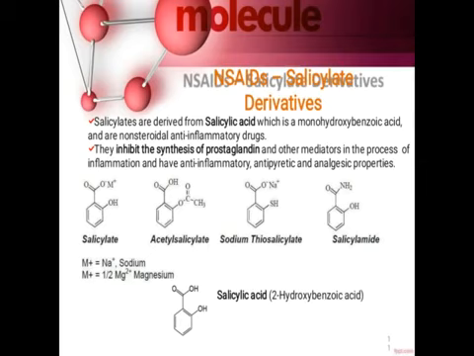So we start with the first drug. These are the salicylic derivatives. These derivatives are derived from salicylic acid. So this is salicylic acid, where the benzene ring consists of COOH and OH. So 2-hydroxybenzoic acid is called salicylic acid. Salicylic acid and its derivatives inhibit the prostaglandins and other mediators which are responsible for the inflammation and act as anti-inflammatory, antipyretic and analgesic agents.